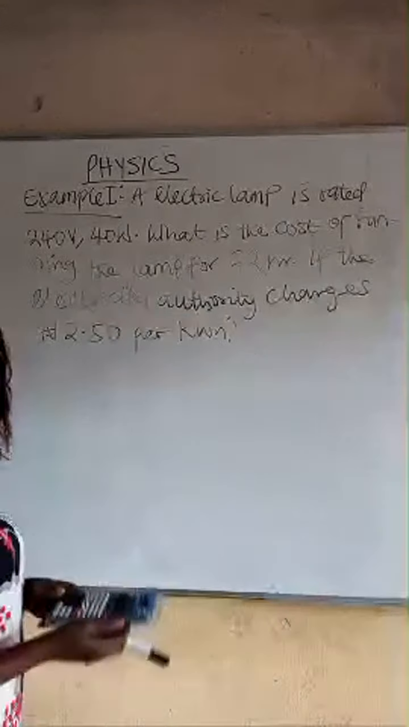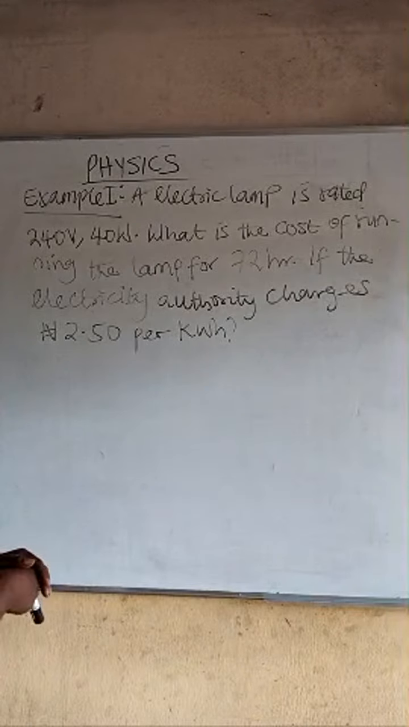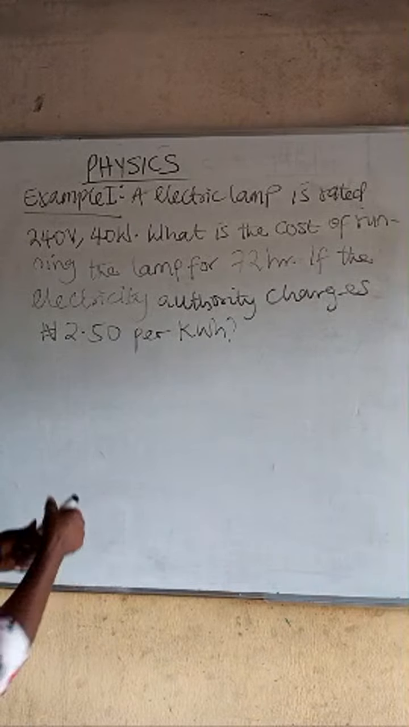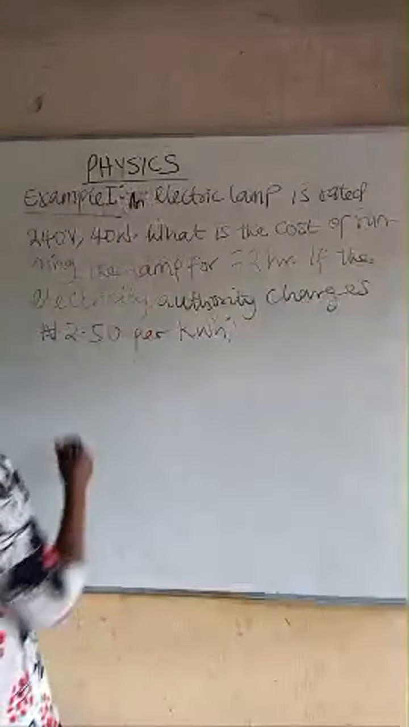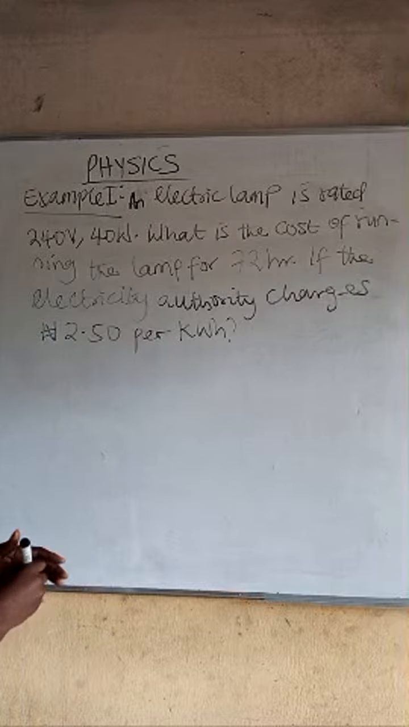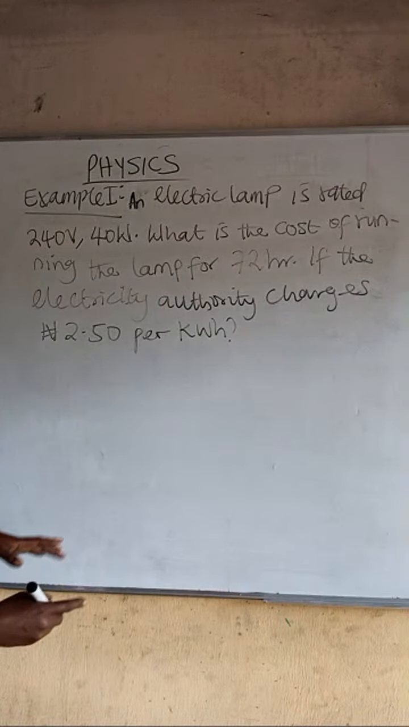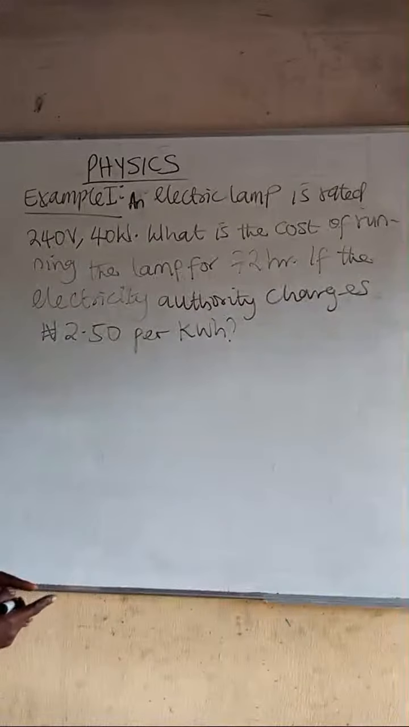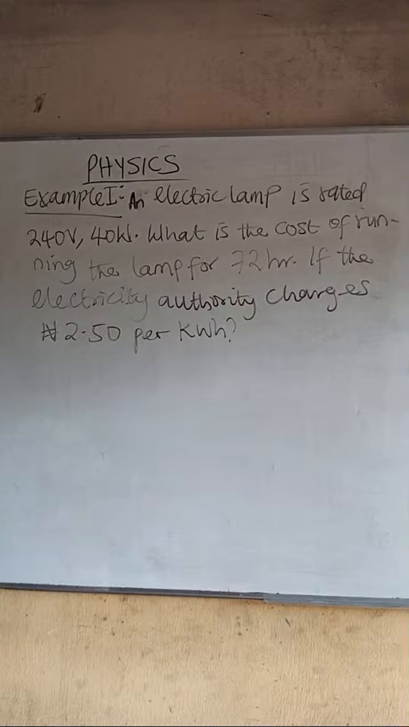All right, let's look at what we have. Example 1: an electric lamp is rated 240 volts, 40 watts. What is the cost of running the lamp for 72 hours if the electricity authority charges 2 naira 50 kobo per kilowatt hour?